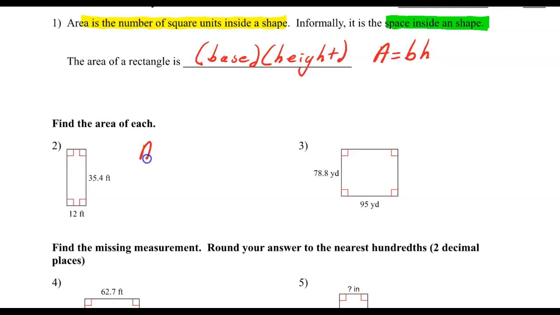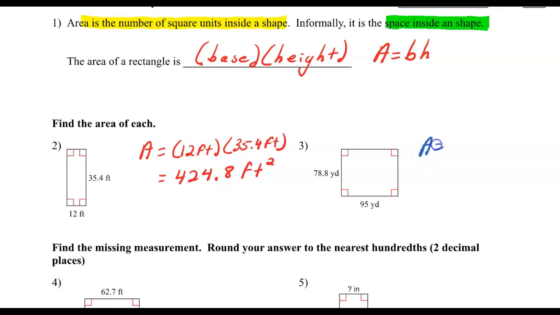So for problem number 2, the area is going to be 12 feet times 35.4 feet. Using our calculator, we'll get 424.8 square feet.